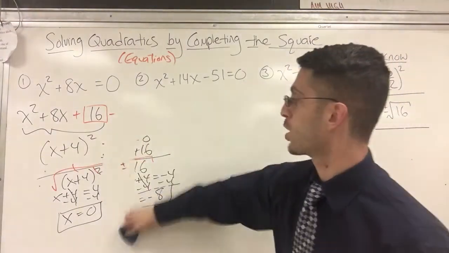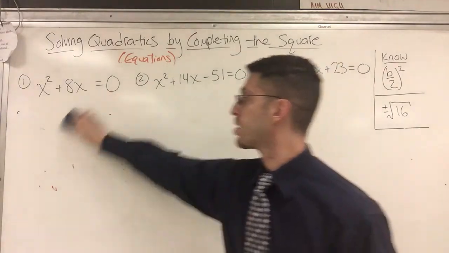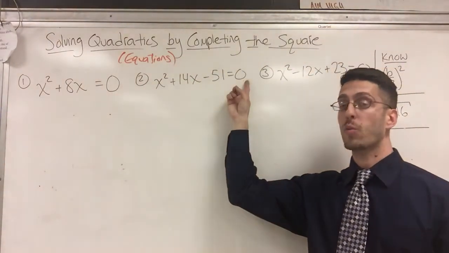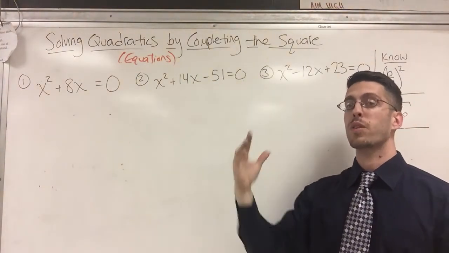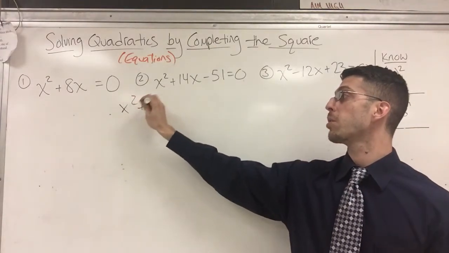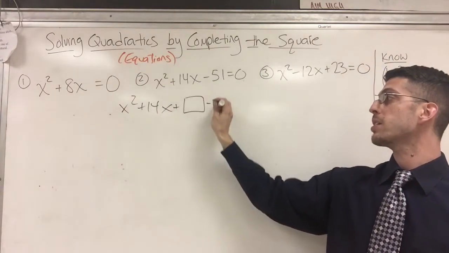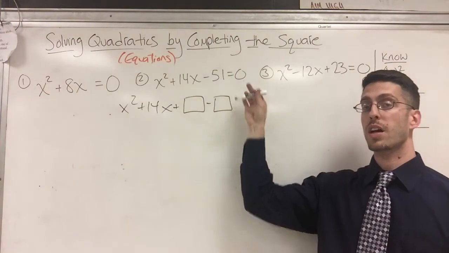So I'm going to actually ignore the 51. Move it out of the way. Some people teach it where they bring the 51 to the other side, which is fine. They add 51 to both sides, and that's fine. When the 51 is out of the way, we focus on the x squared plus 14x plus something minus something immediately, and then the 51's hanging out on the other side.